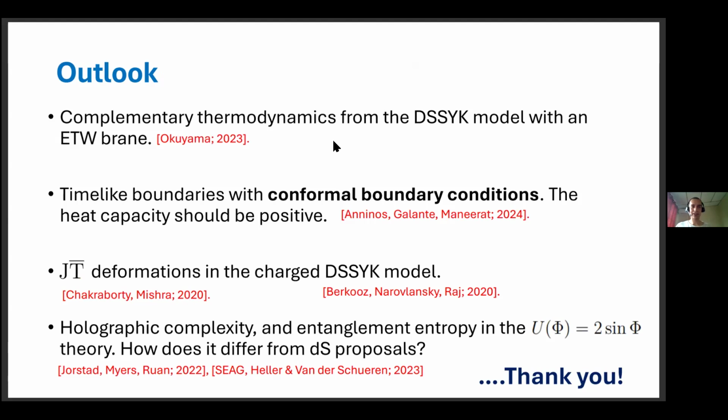So briefly, the outlook. Something very interesting that also happens is that when you introduce an end-of-the-world brane, in the sense of this previous work in the double scaled SYK model, then you acquire very similar or very complementary thermodynamic properties, instead of modifying the energy levels by a parameter given by the tension of the end-of-the-world brane. Then you basically modify the thermodynamic entropy, and that also modifies the quasi-local thermodynamics of the system. And there are other points that I will not have time to discuss, but you can ask me about. So thank you a lot for the attention.